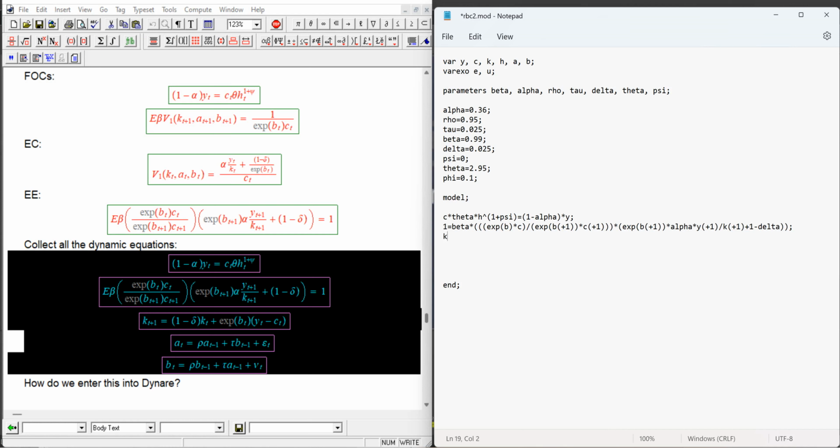So k, remember, is determined the previous period. So we're going to write it like this. K is the investment specific shock times investment plus 1 minus delta times k yesterday. Remember, because k is not determined in the current period.